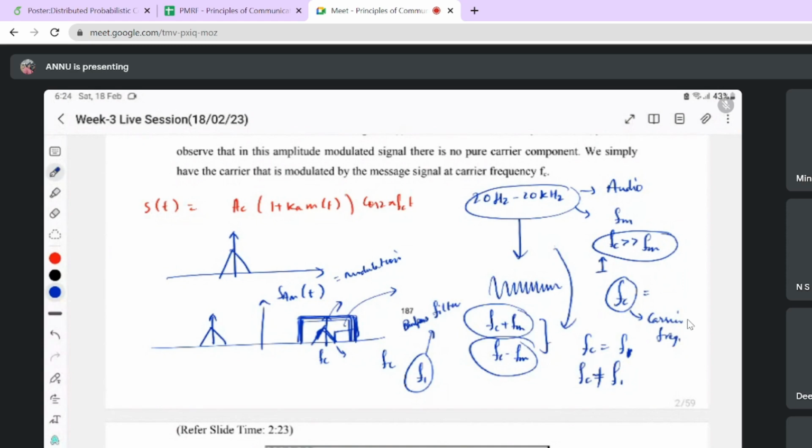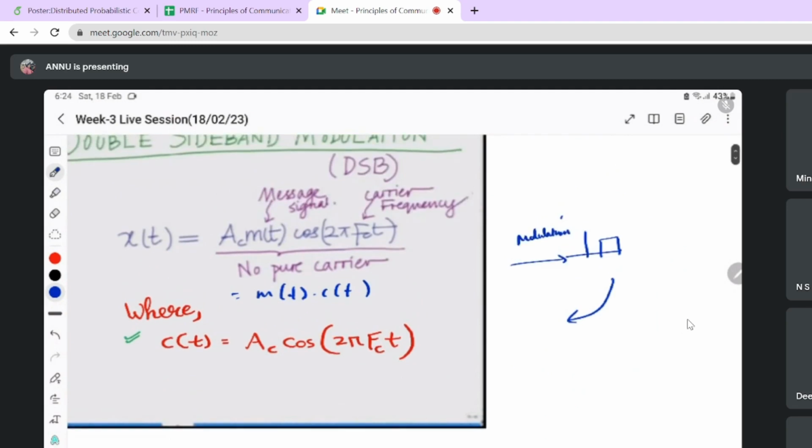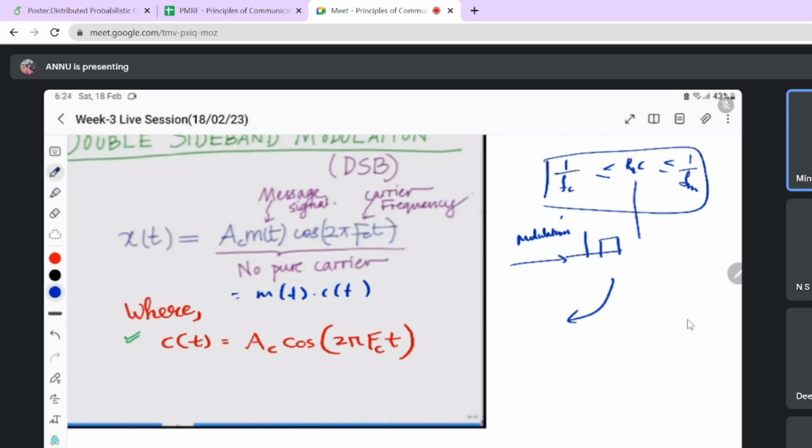You are talking about demodulation, and demodulation requires a low pass filter. You should understand this. Whenever you require modulation, you will have a band pass filter. Whenever you require demodulation, you will have a low pass filter. And the envelope detector case has some variation: it should be greater than or equal to 1 by FC and less than F1, equal to 1 by FM, right? This was the case of the envelope detector, RLC.